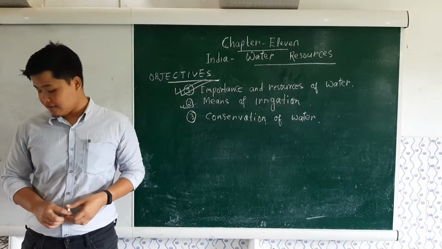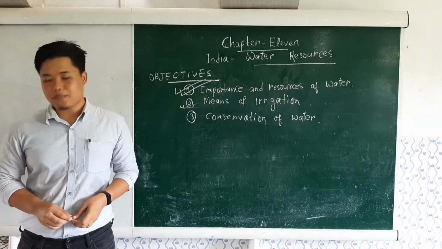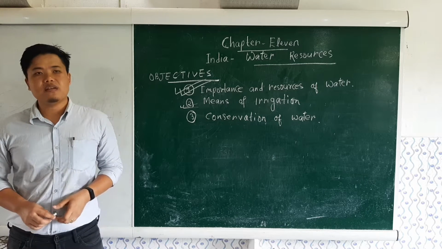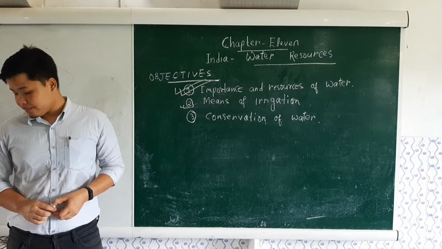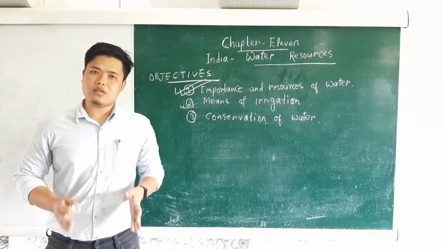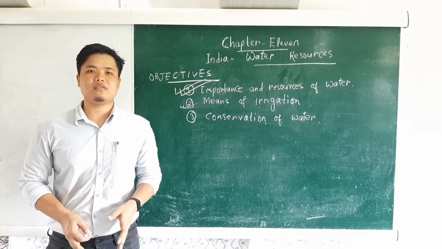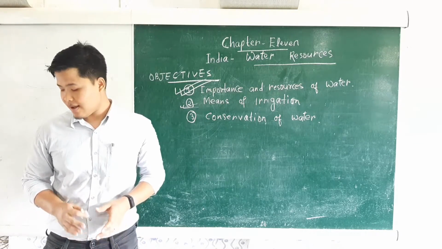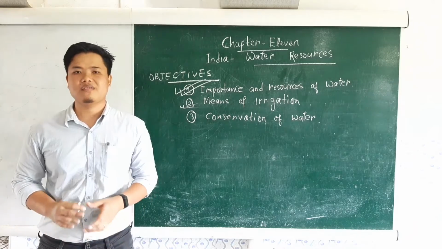And the next, Damodar Valley Project. It is on the river Damodar. These dams, Damodar dams, provide irrigation for the state of West Bengal and the state of Jharkhand.